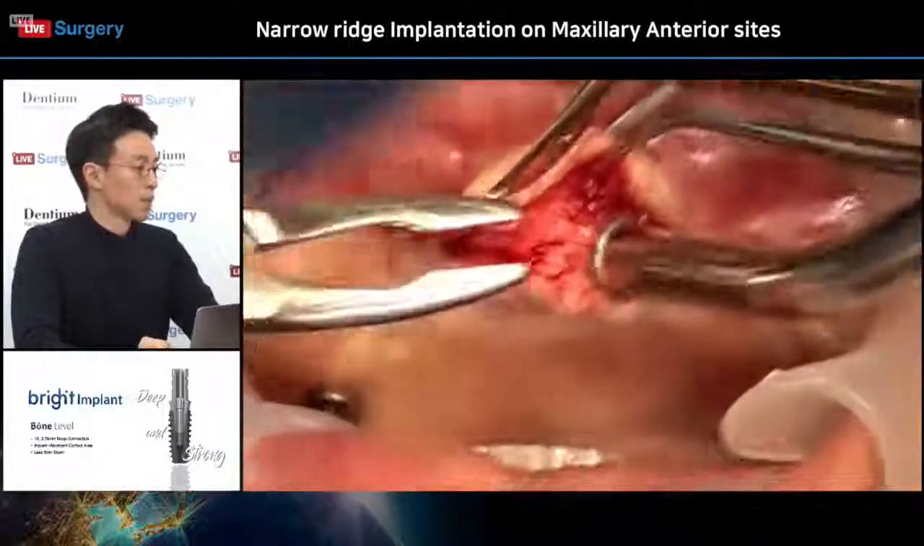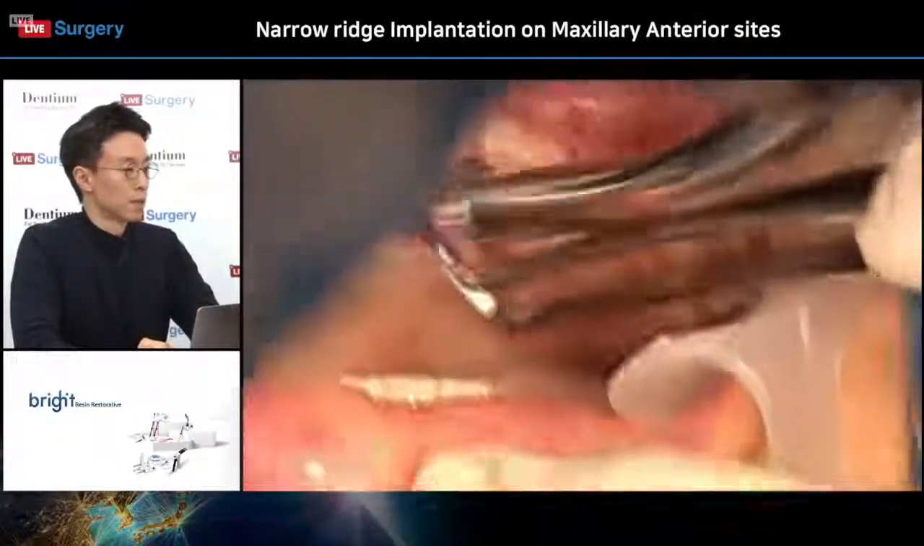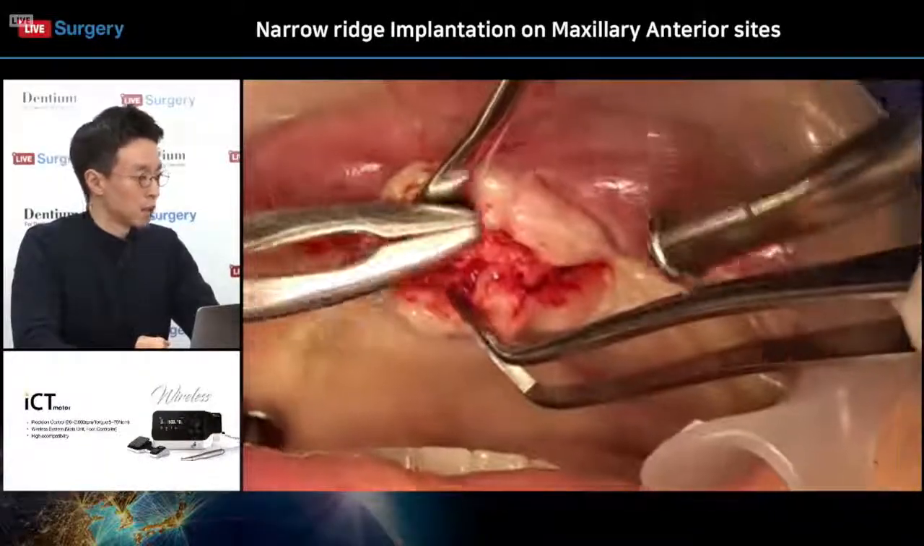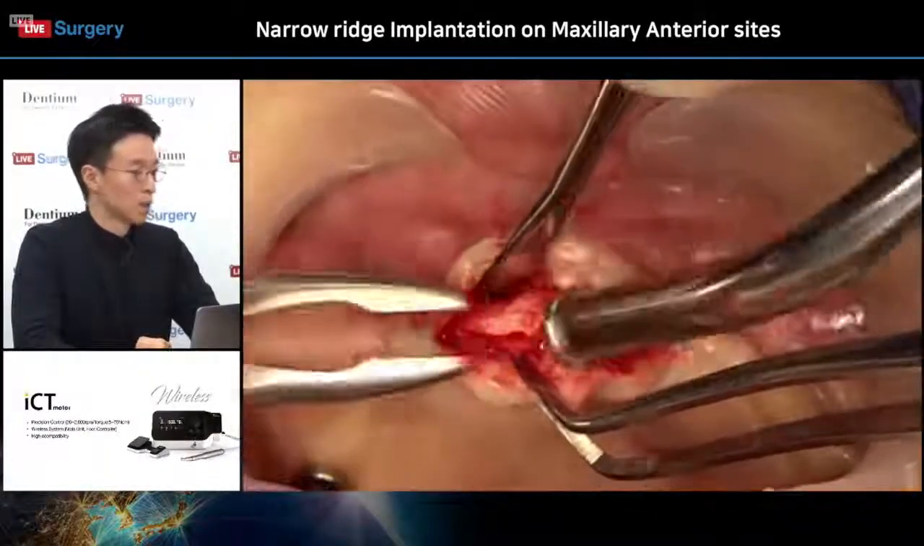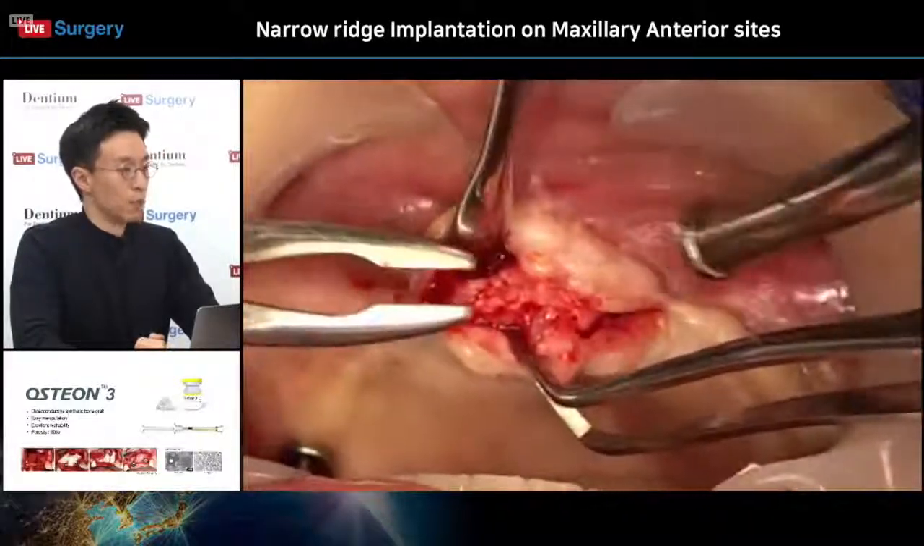He's cutting the exostosis of the alveolar ridge with a bone rongeur.